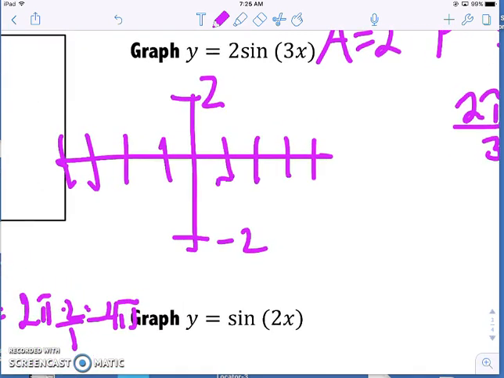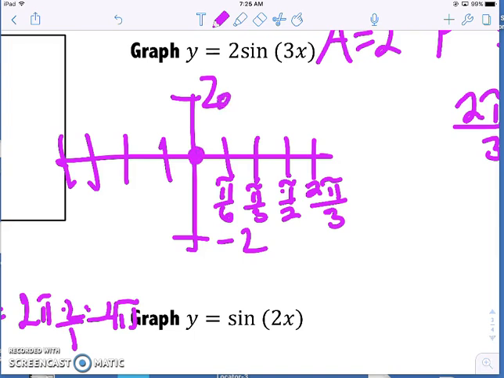So this is 1 pi over 6, 2 pi over 6, or pi over 3, 3 pi over 6, which is pi over 2, 4 pi over 6, which is our 2 pi over 3. And sine starts in the middle, high, middle, low, middle, low, middle, high, middle.